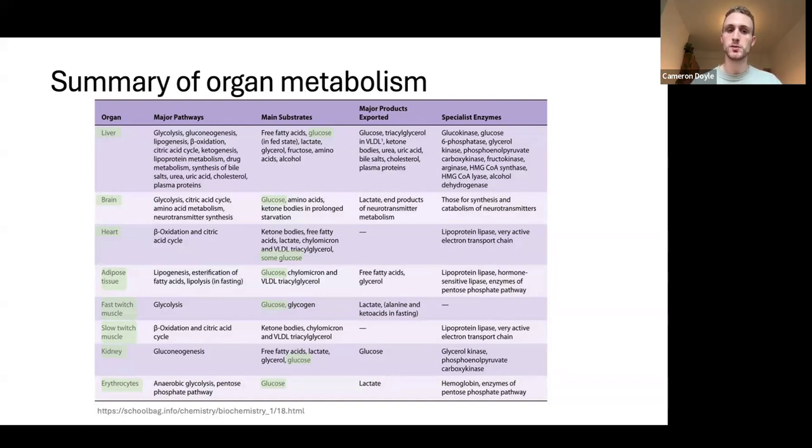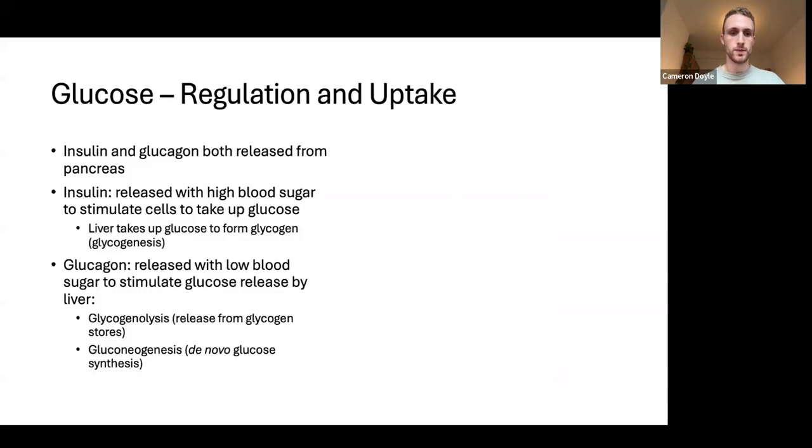Some tissues are incredibly reliant on glucose, for example, the brain, and also erythrocytes, red blood cells, because they lack mitochondria. They can't do oxidative phosphorylation, which is obviously a separate topic, so we won't go into that. And then there are other tissues like the heart, for example, that are less reliant on glucose and are more reliant on free fatty acids, which we'll go over as well. So first, we'll go over glucose.